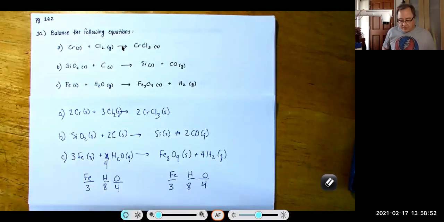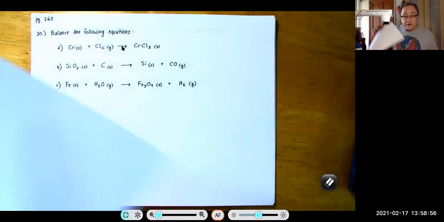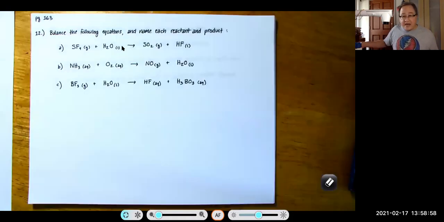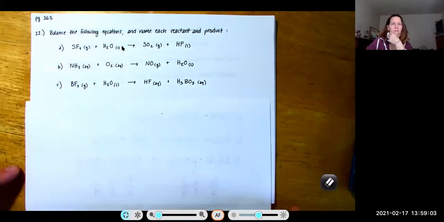Perfect. So the deal is on an exam, you have no excuse for coming up with an unbalanced reaction if you know how to count atoms. Right. Okay.